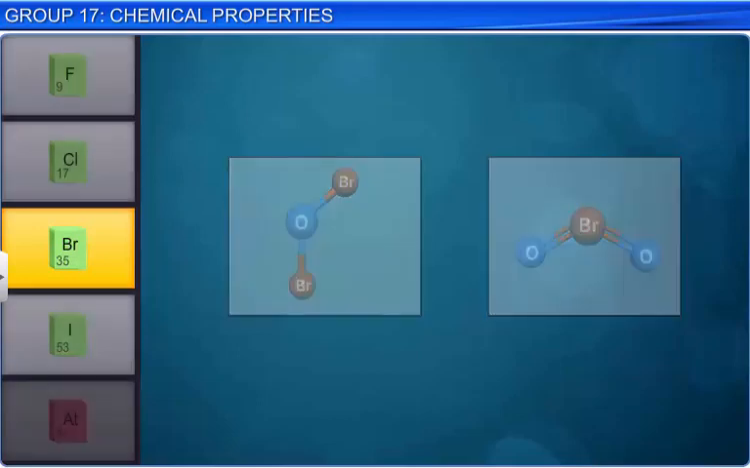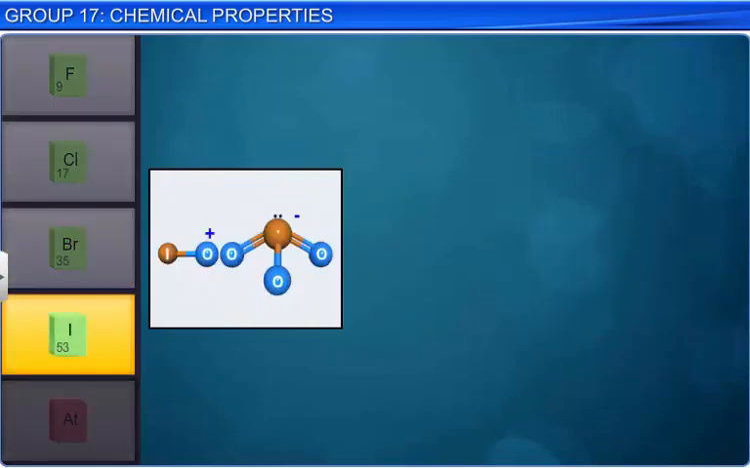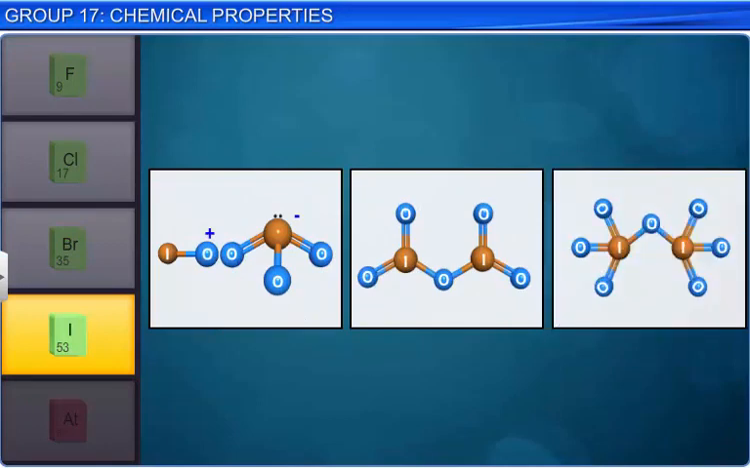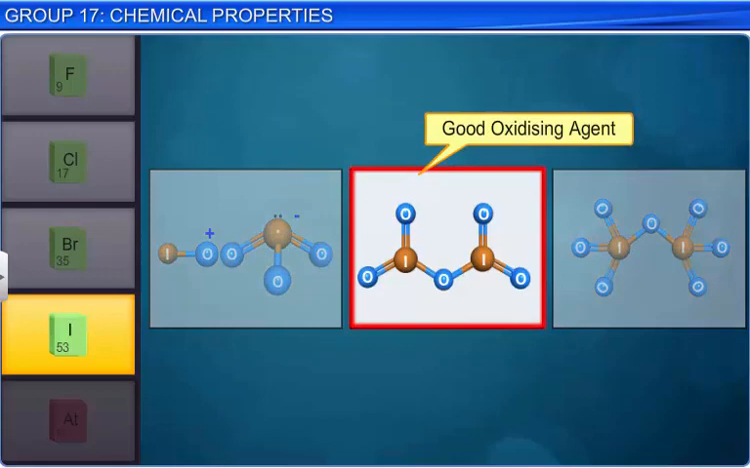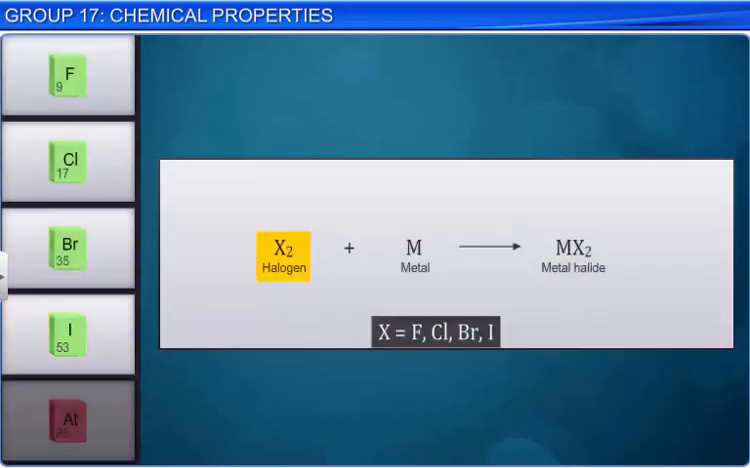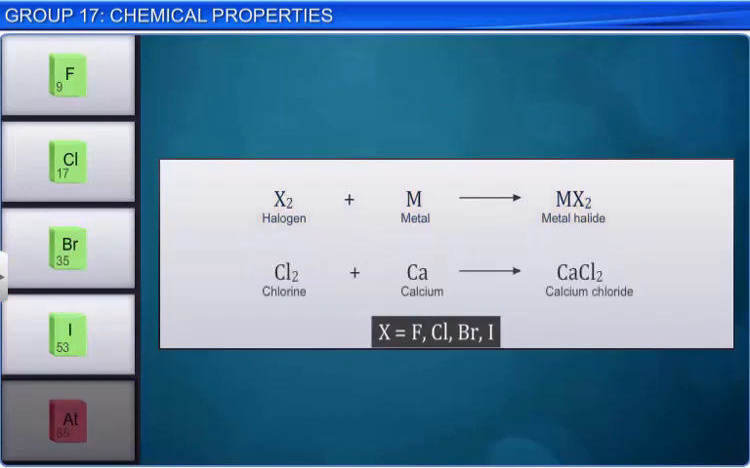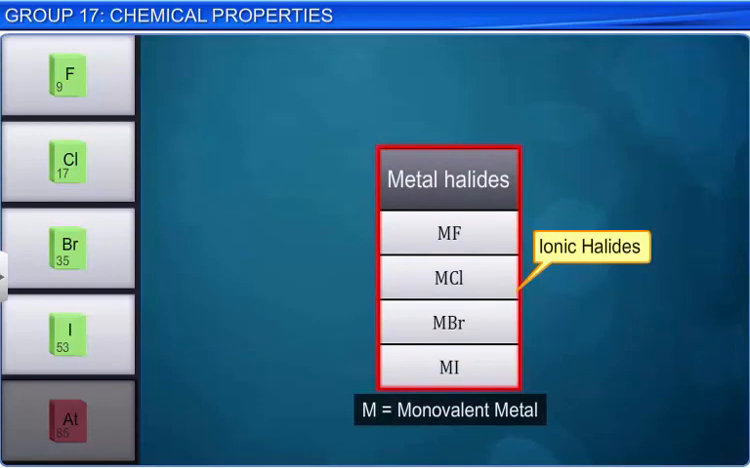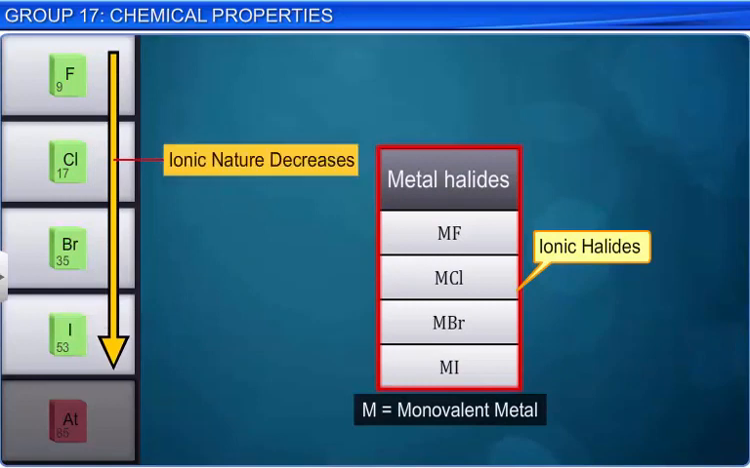Iodine forms I2O4, I2O5, and I2O7. All these are solids and are insoluble in water. Among these, I2O5 is a good oxidizing agent. Halogens react with metals to give metal halides. For example, chlorine reacts with calcium to give calcium chloride. All these metal halides are ionic in nature. The ionic nature of monovalent metal halides decreases from fluorine to iodine.